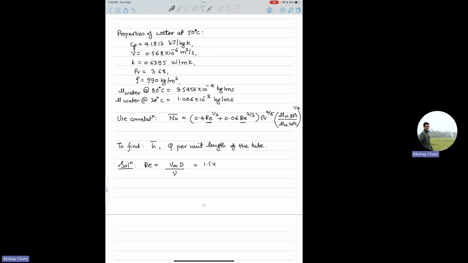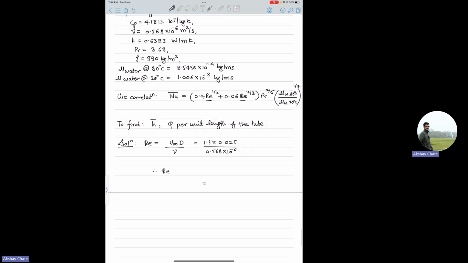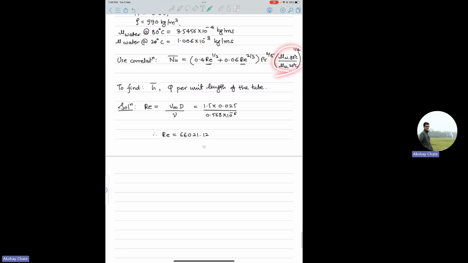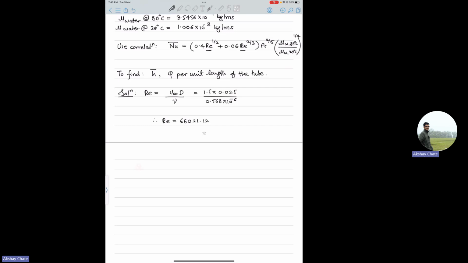So 1.5 meter per second was the u infinity. Diameter is 25 mm, so it will be 0.025 meters, right? Kinematic viscosity was 568 into 10 to the power minus 6 meters squared per second. So that gives you a Reynolds number of 66021.12. Prandtl number is directly given as 3.68. Mu at 80 and 20, so this ratio also you can directly calculate. So you put everything in the Nusselt number expression, and you'll get the average Nusselt number.